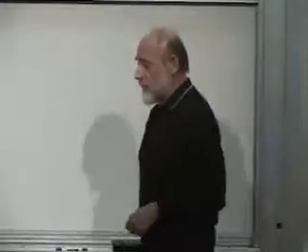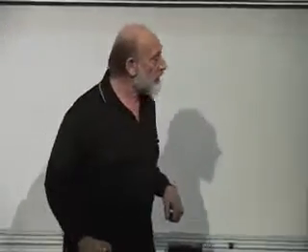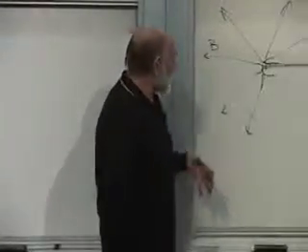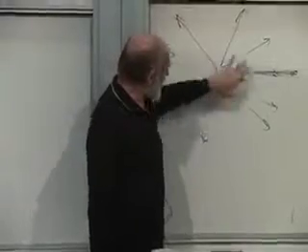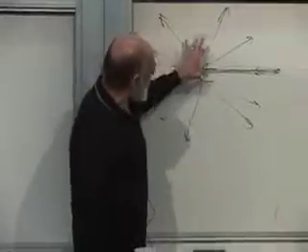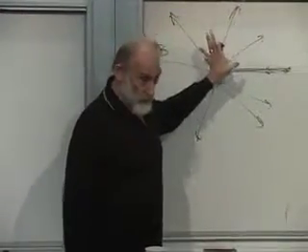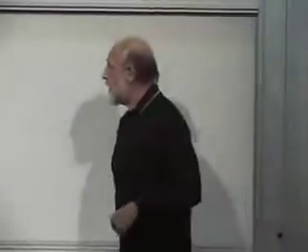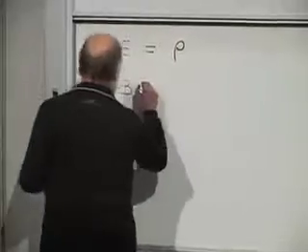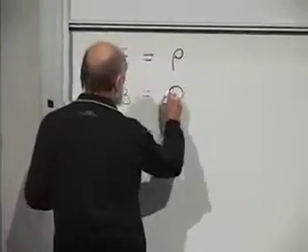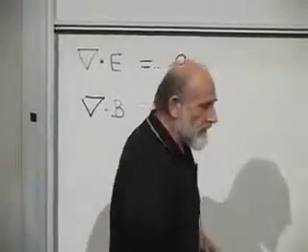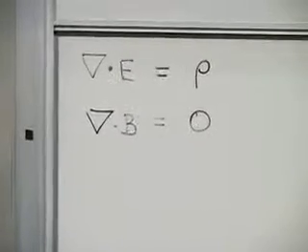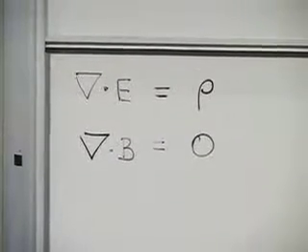There are no known sources of magnetic field which are point sources in the sense that the field radiates out away from them in all possible directions. Here, in and out. So the divergence of the magnetic field is 0. Magnetic fields don't have divergences, at least not until somebody discovers a magnetic monopole.